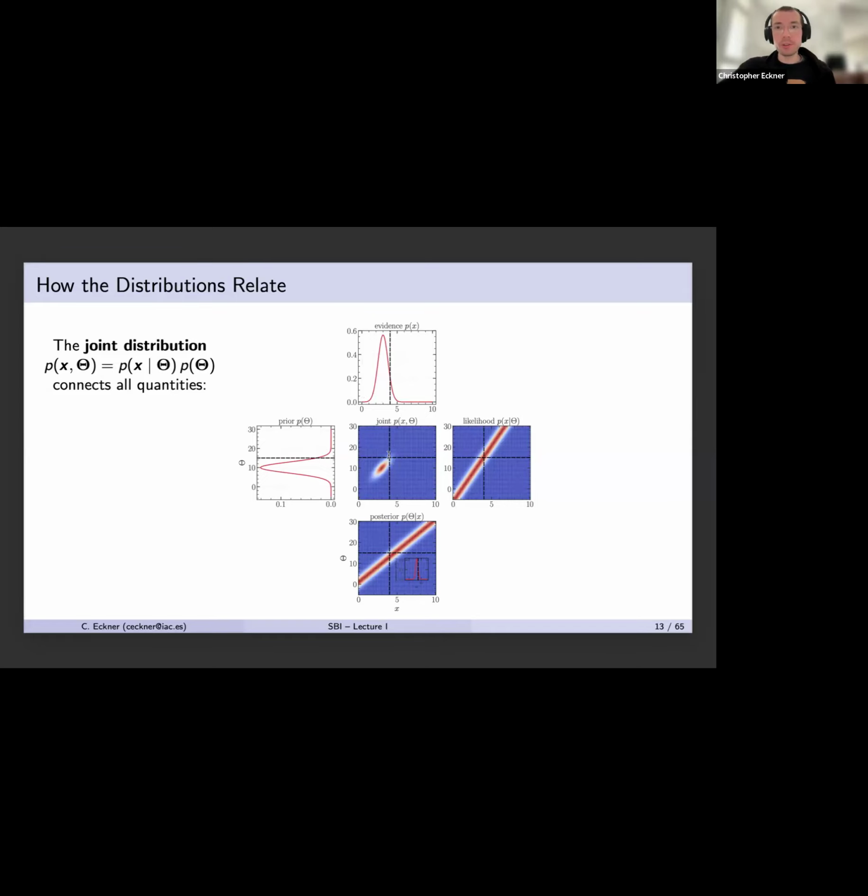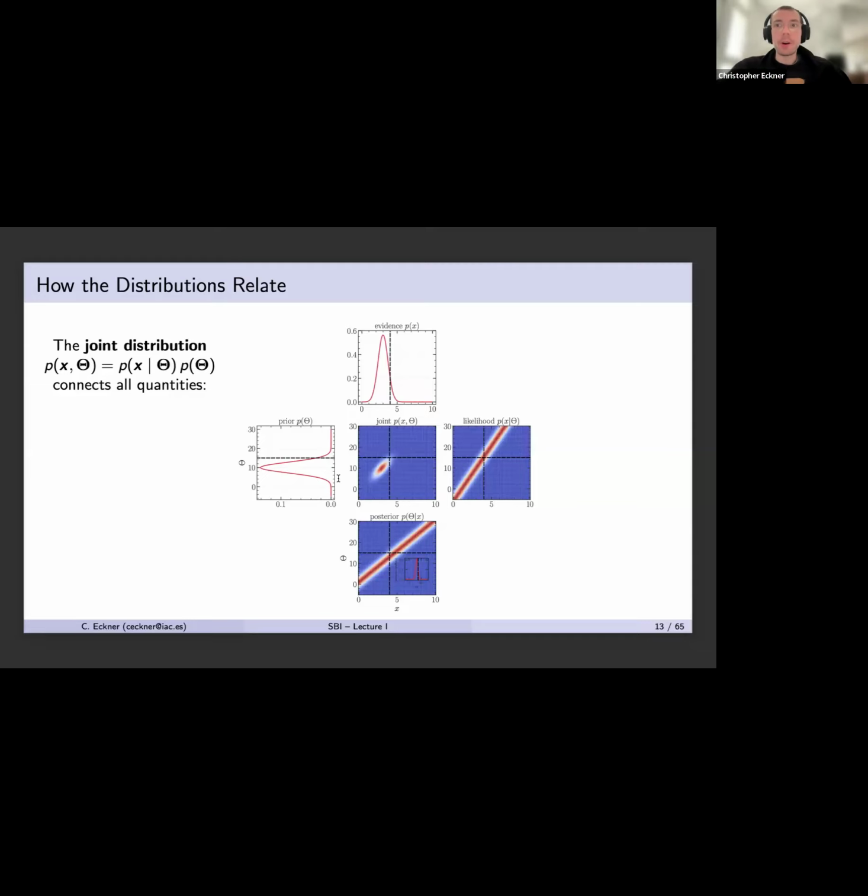And this black cross here shows you some target observation, let's say. Some observation that has been made with a certain parameter theta 0 and an observation x 0. And this lands exactly here, so it is within the bulk of the evidence. For the prior, this is the other marginal distribution. You do the opposite. You integrate out your x-axis, and then you keep the dependence here. And this will, of course, also give you a Gaussian, because both processes are Gaussian. And you see this here.